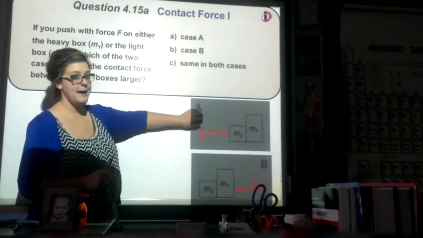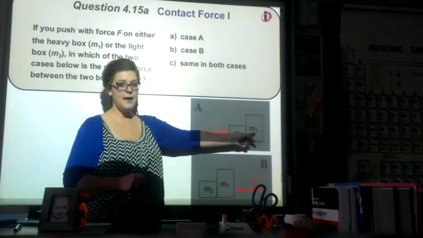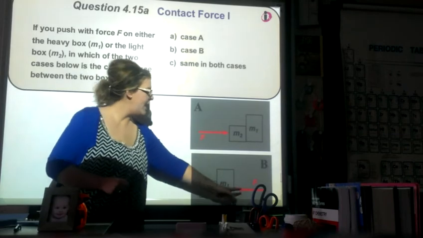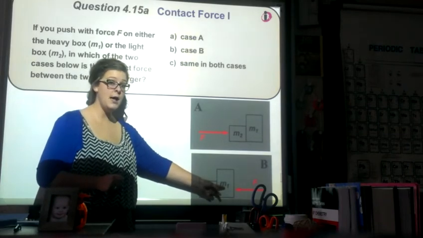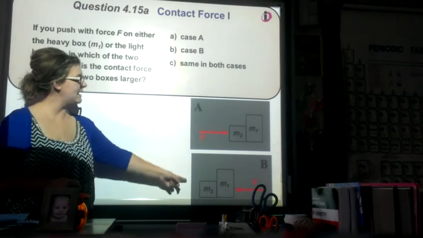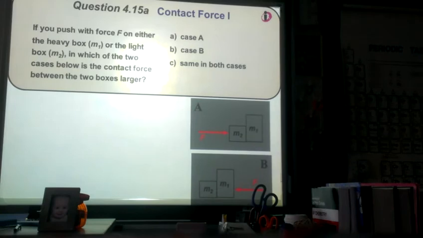So on this side, on A, I have a force that's pushing on the smaller mass, M2, and that smaller mass is attached to a larger mass, M1. Versus in the other option, B, I have the force applied to the larger mass, M1, which is then going to push M2. My question is, in which case, A or B, is the contact force between M1 and M2 larger, or is it the same? So show me, either mathematically or with symbols, why you would think it would be A, B, or the same.